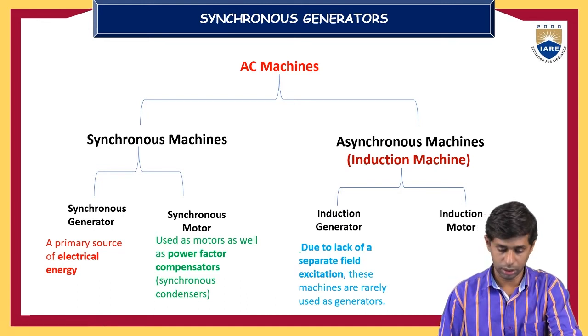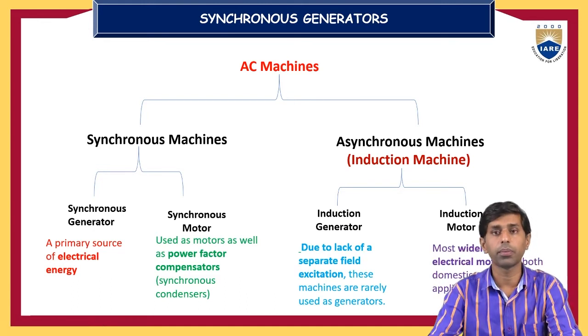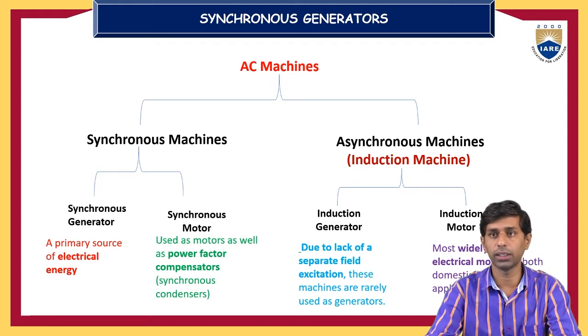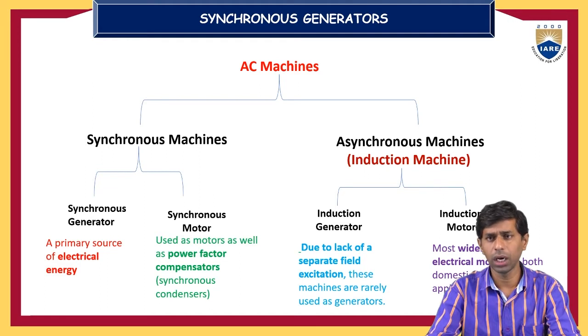The synchronous generators, as we already know, are the primary source of electrical energy. The alternators are the primary source for power generation, and the synchronous motors are very well known for power factor correction. We can also call them synchronous condensers. Under no load or excitation case, a synchronous motor can act like a power factor improvement device, which is called a synchronous condenser.